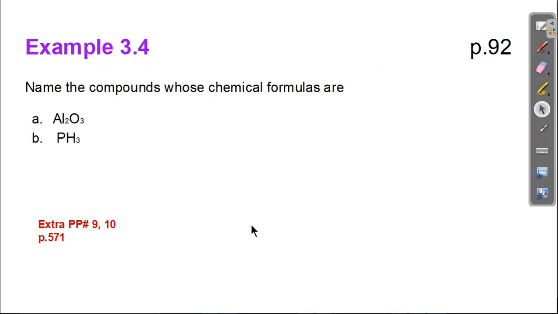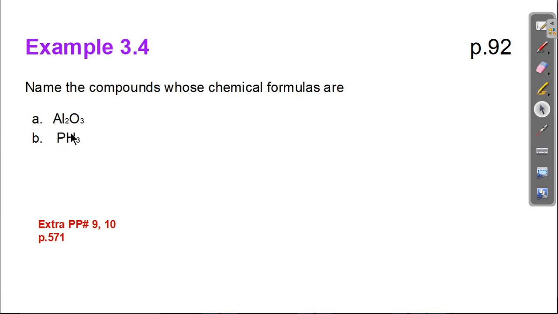So for example 3.4 on page 92, it says name the compounds whose chemical formulas are here. To name anything, the first thing to do is divide them. Are they ionic or covalent? So decide. This has a metal, this is ionic. So you're going to follow the rules for ionic compounds. Aluminum oxide. That's it, aluminum oxide.